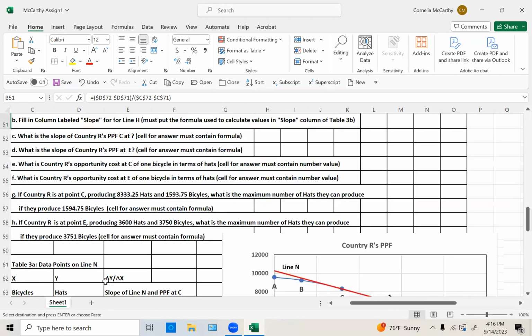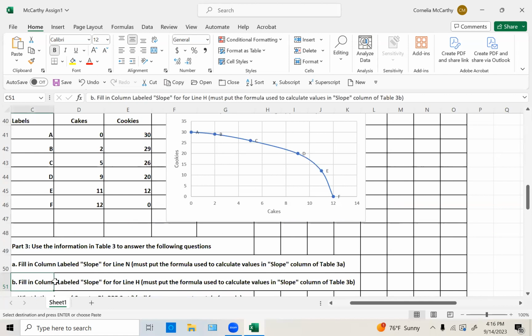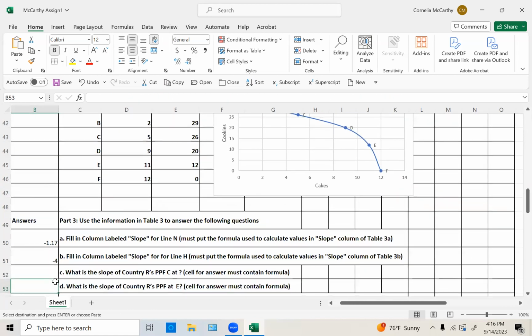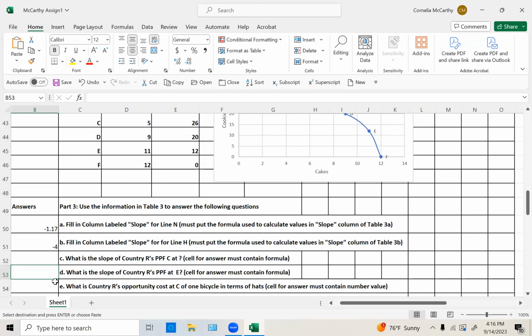Going back to our questions now, we can see the next question is, what is the slope of the production possibility frontier at C? And also, what is the slope at the production possibility frontier at E? Unlike what I did in class, it actually says we have to have a formula. It turns out that these are the formulas.